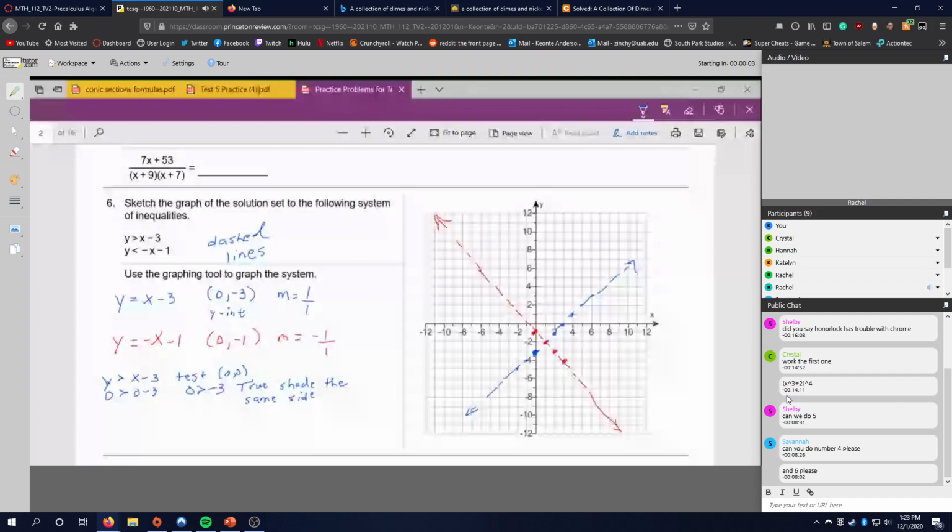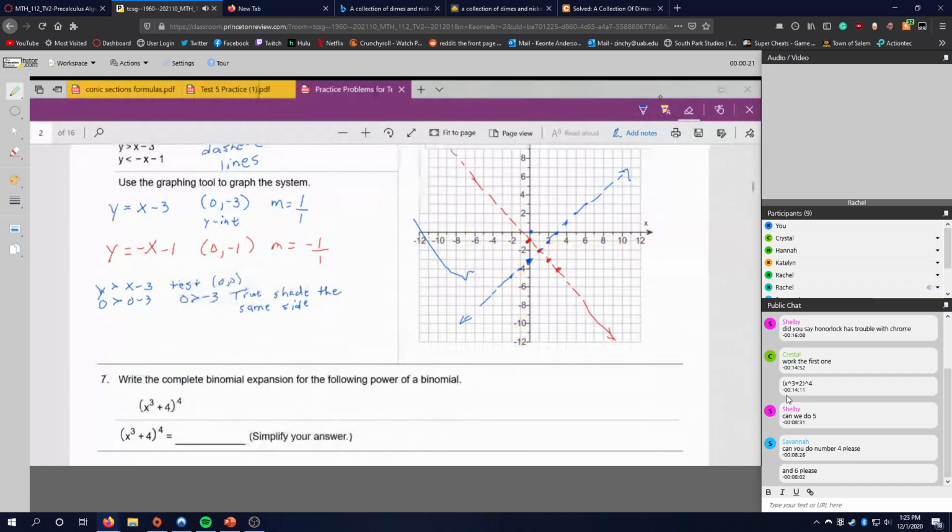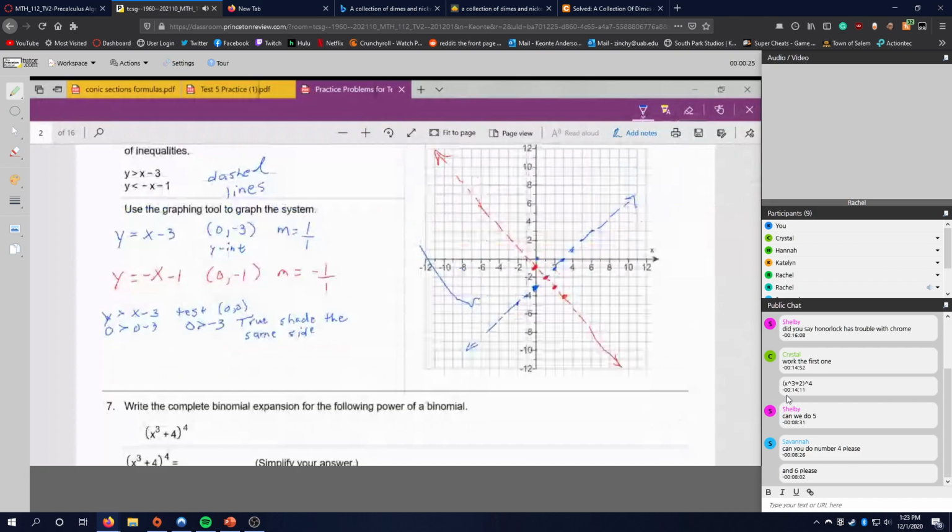So I'm working on the blue. That's why I did all that in blue. My test point was right here, so that means I'm shading. Let me see if I can use this highlighter to shade. I don't know if I can or not. I'm trying to shade, but it's not letting me. I don't know what's wrong with the shader, so I'll just do it this way.